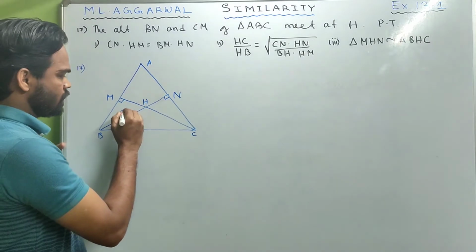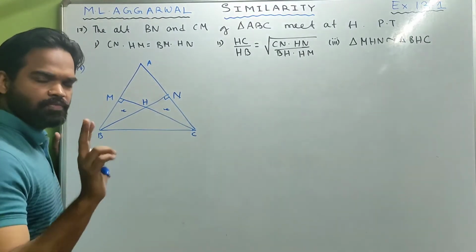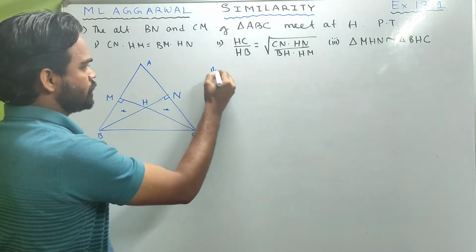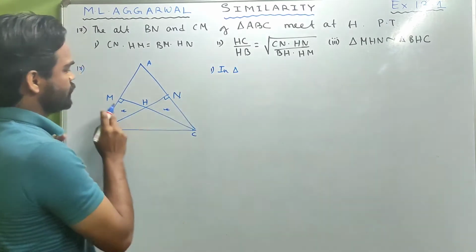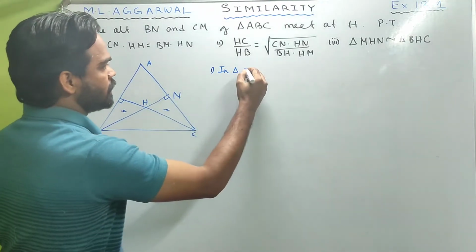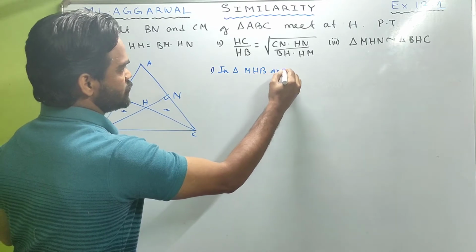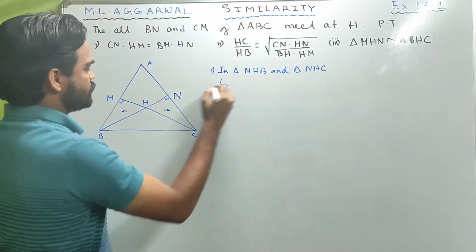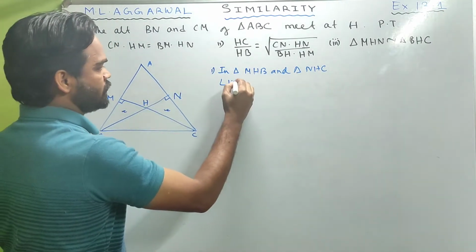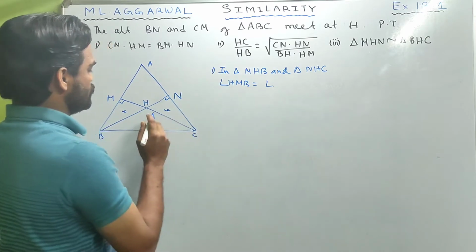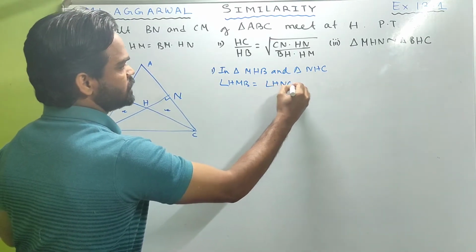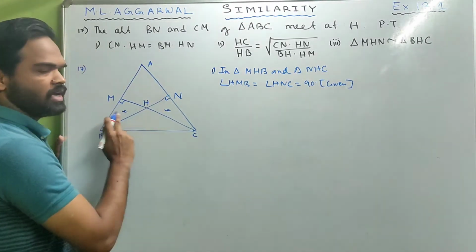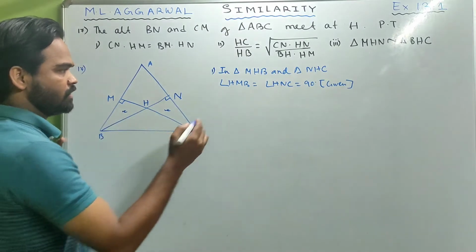Very easy. Just look at these two triangles. If you can prove that these two triangles are similar, our first part is done. Just look over here. In triangle MHB and triangle NHC, first of all, angle HMB is equal to HNC, that's equal to 90 degree. That was given to us because BN and CM are altitudes, so the angle has to be 90 degree.